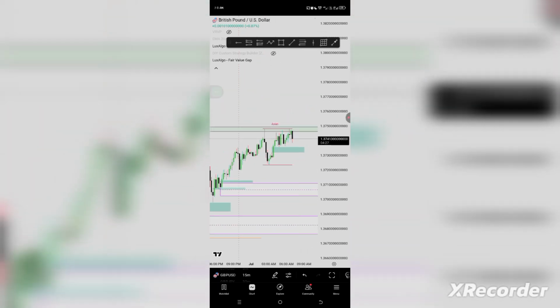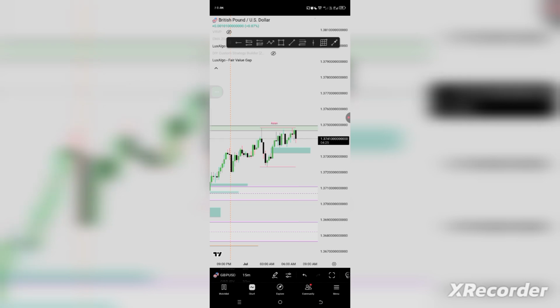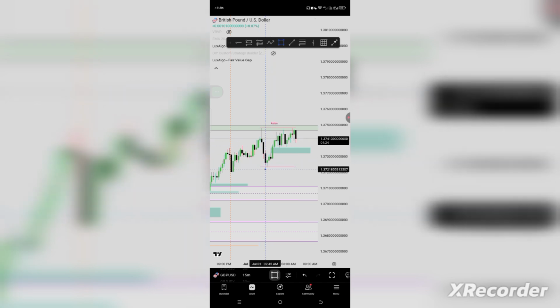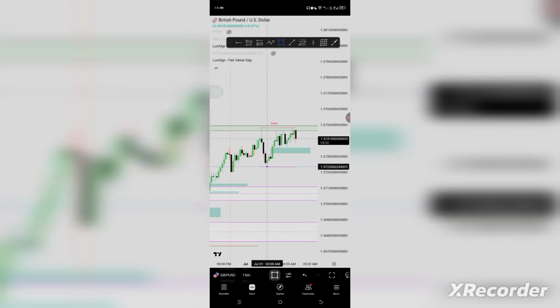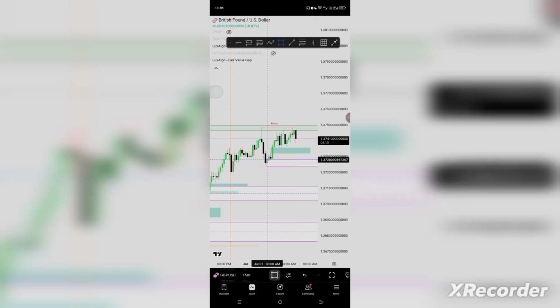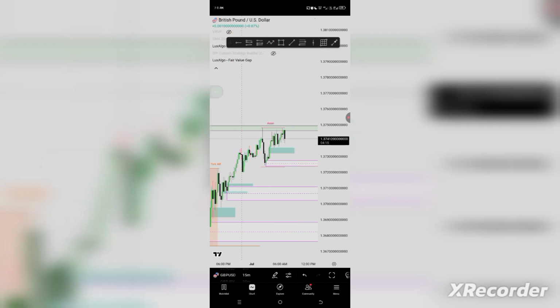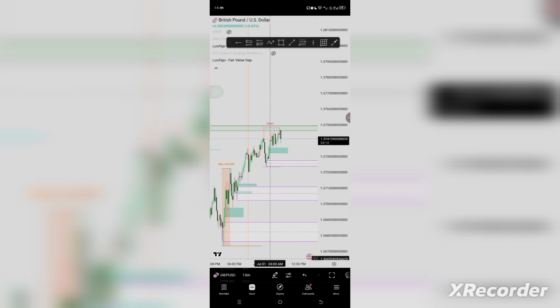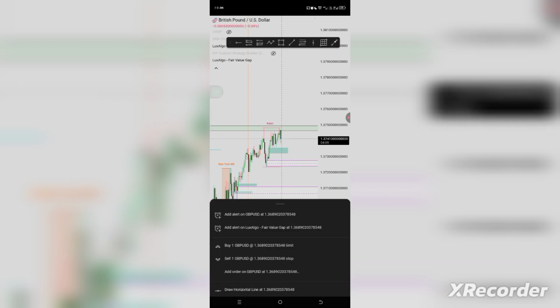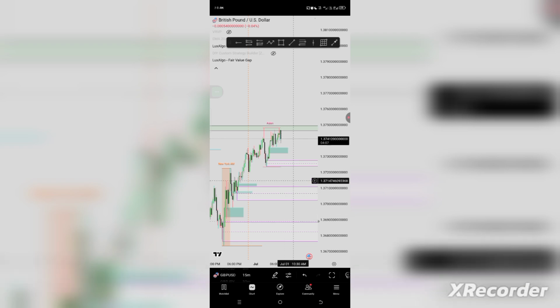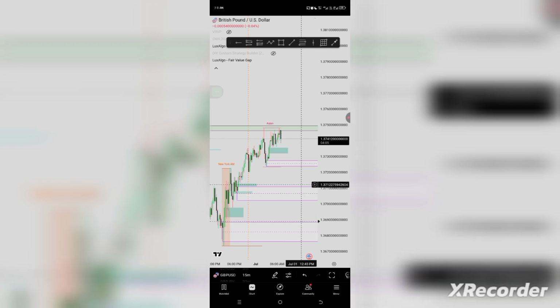I'm looking at this, but then I don't think this is still in premium. Remember, it's premium and discount. But that price is looking like it's in premium. So price might not react. Even if it reacts, it might just give us a little bit of reaction.